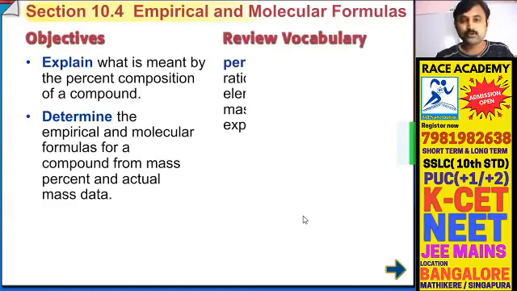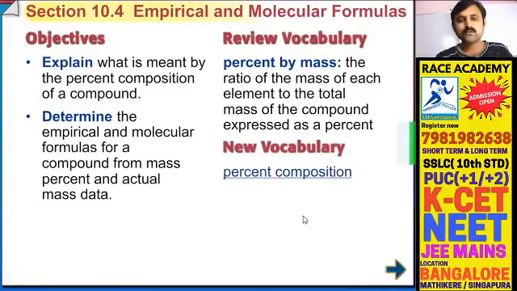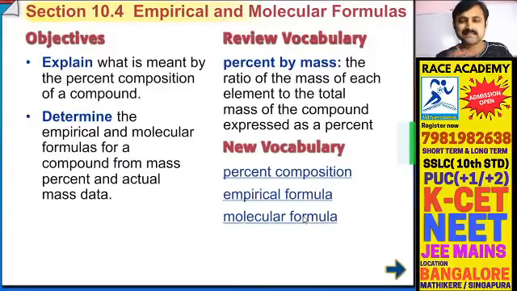So what is the review vocabulary? That is percent by mass. That means the ratio of the mass of each element to the total mass of the compound, expressed as a percentage. What is the new vocabulary? It is percentage composition, empirical formula, molecular formula.